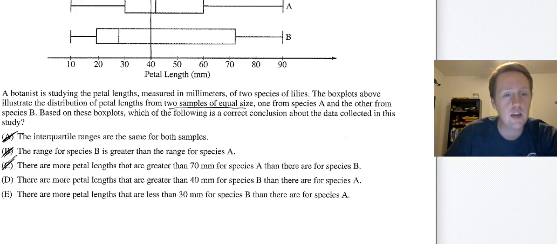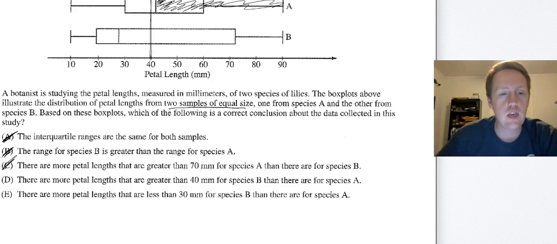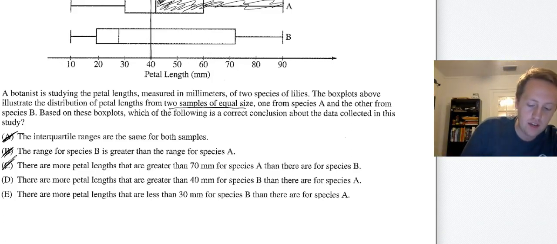All right, same kind of idea, right? Based on where the median is, I know at least half of the petals in species A are at least 40 millimeters. However, in B, look, the median's all the way down here. That means I can't guarantee 50%. So A should have more greater than 40. Which I guess, by elimination, here we are at the right answer, right?